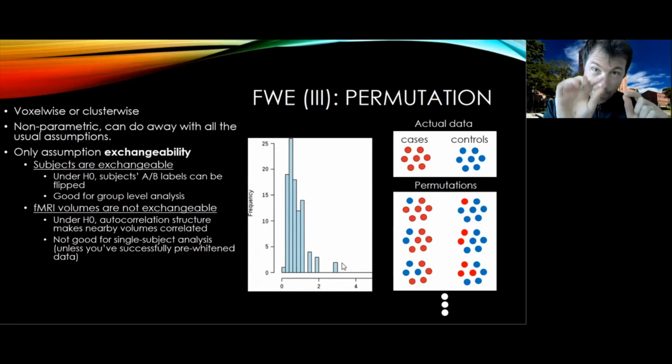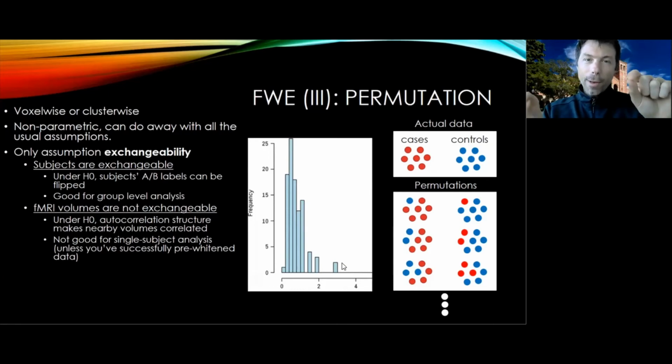Now, this means that if I take one volume from here and I put it somewhere else, it's not independent of the volumes around it. So I cannot take two volumes and randomly change them, because each volume is inside a certain autocorrelation structure. I can't simply switch them around because they're autocorrelated. So for this reason, you cannot use a permutation approach on a first level fMRI analysis.